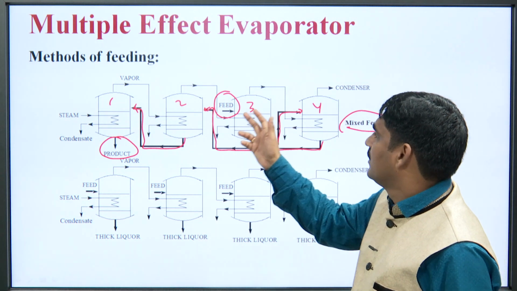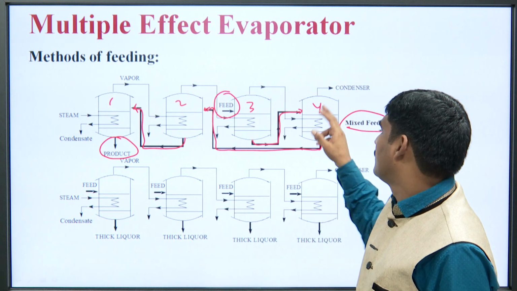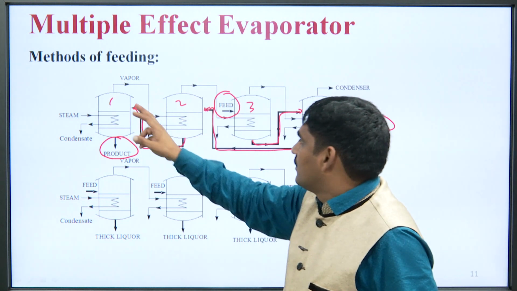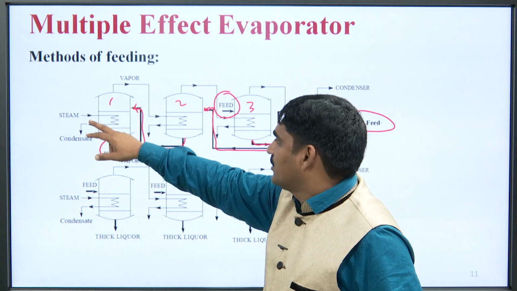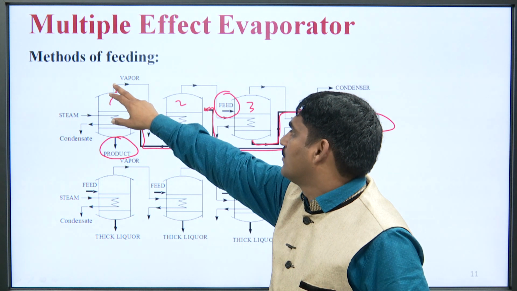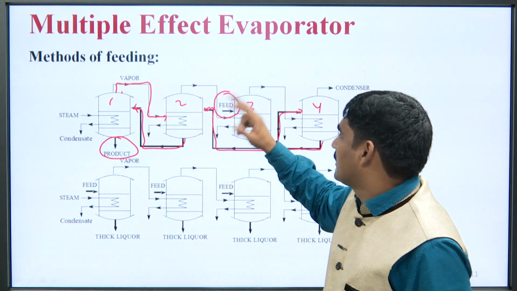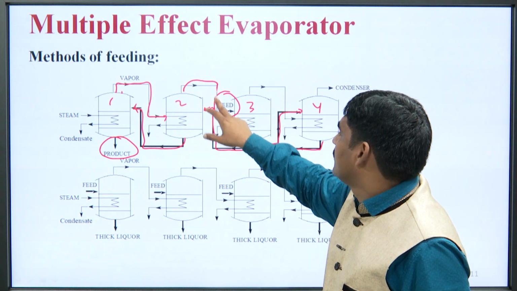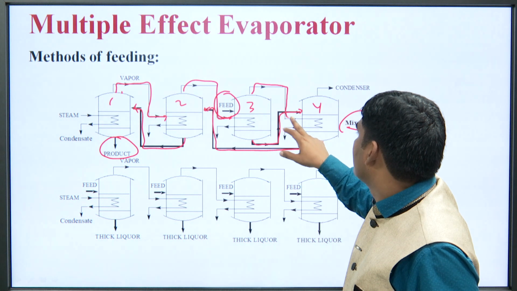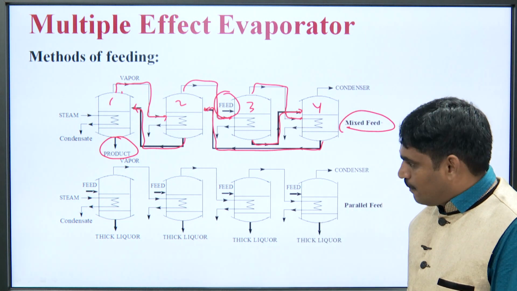Instead of the third effect, feed can be introduced from the second effect also: second to third, third to fourth, then fourth to first, like this. The source of steam is supplied into the first effect, and the vapor produced in the first effect is used as a steam source in the second, from second it is used as a steam source in the third, and from third it is used as a heating source for the fourth effect evaporators.